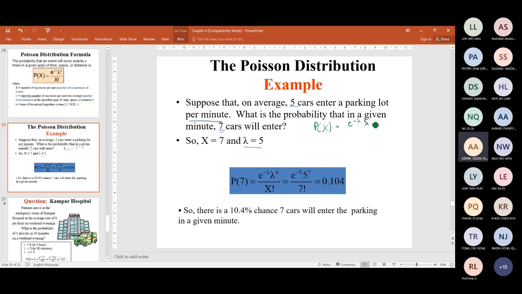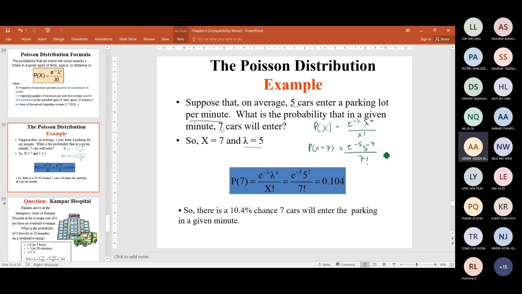Okay, lambda power of x over x factorial. So we have P, our x is actually 7. Sometimes we can write it like this, sometimes we straight away write P7. Okay, so e power of negative lambda, lambda is 5. Lambda again, 5, power of x is 7, over x factorial, 7 factorial.